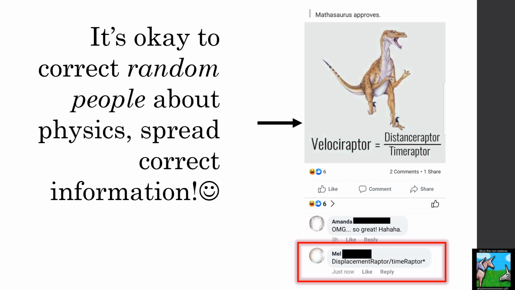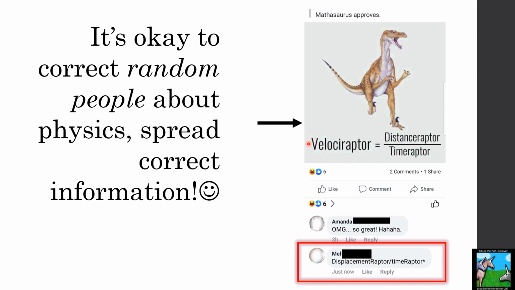So as you can see, I'm not telling you to do anything that I wouldn't do. This is a post from some random girl that I went to high school with, and you can see that she posted velociraptor is equal to distance raptor over time raptor. Me, a physics adjunct, I couldn't let this stand, even though I never talked to this girl ever, and I don't even really know who she is anymore. But I commented, displacement raptor divided by time raptor, because it's important.